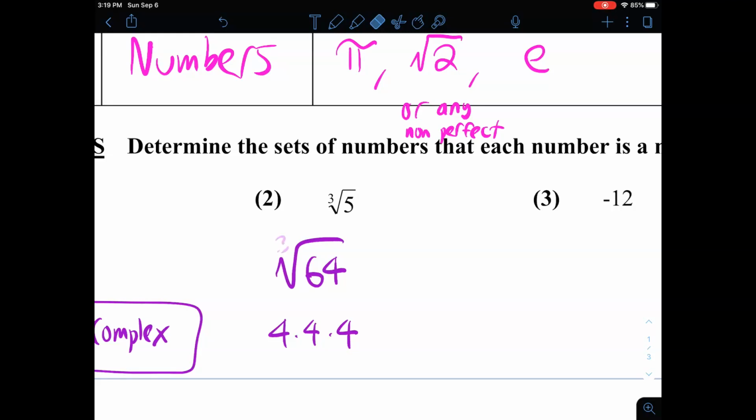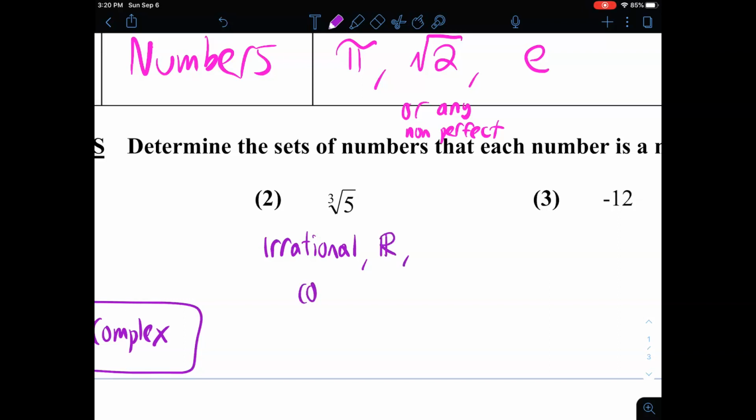So that would be a nice rational number. Or an integer even. It actually would be a lot of numbers. But for this one, the cube root of 5, there's not a number you can multiply by itself 3 times to get 5, because 5 is a prime number. So this one is going to be what's called irrational, because you can't write it as a fraction. It's going to be a real number, and it's going to be a complex number.